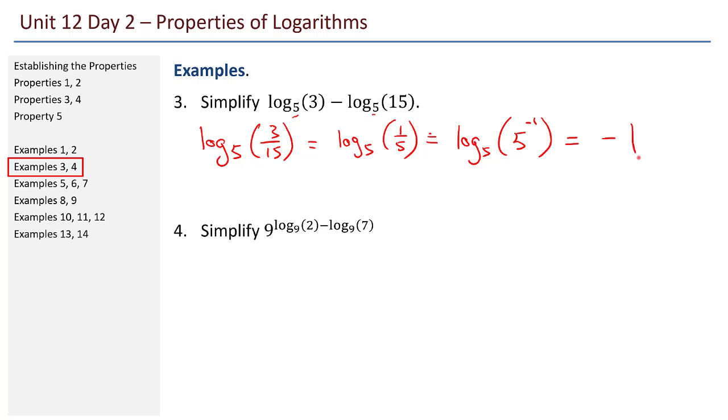All right, number 4. Let's start by simplifying the exponent. So I still have 9 in the base. But what about that exponent? Log base 9 of 2 minus log base 9 of 7. That turns into a division. That becomes log base 9 of 2 over 7. And so the answer has to be just that 2/7.